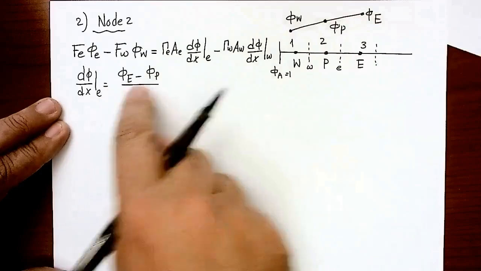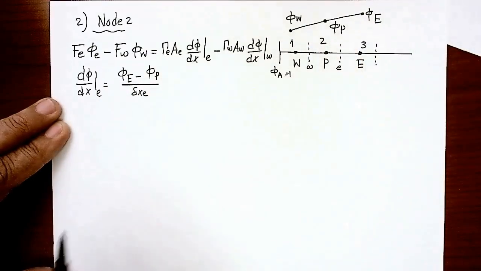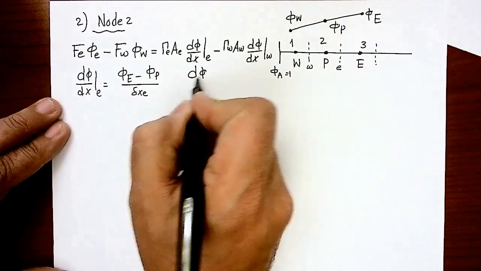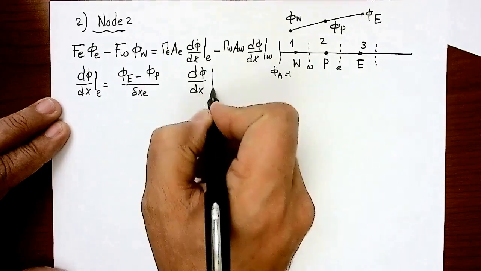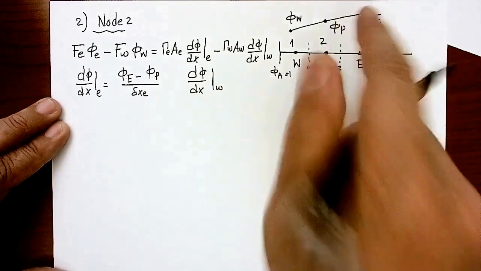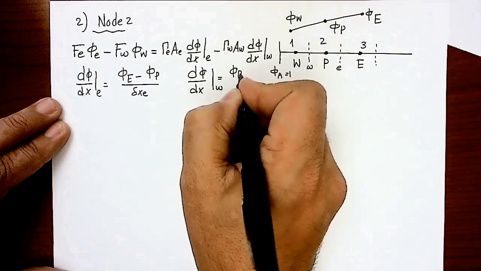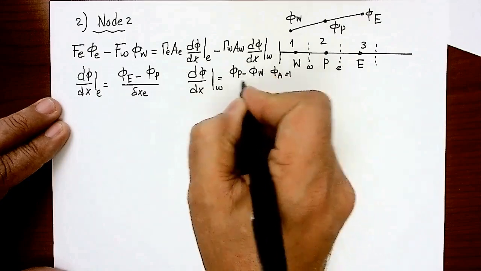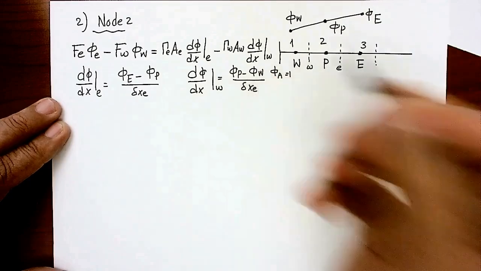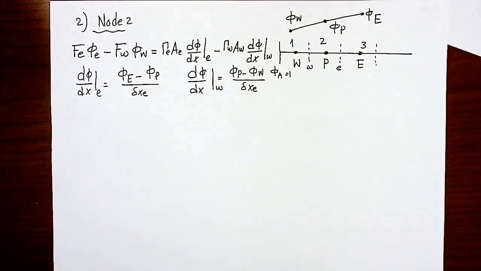So I can get the slope by phi east minus phi P divided by delta x east, and d phi by dx on the west face of that point P will be phi P minus phi west divided by delta x west. No surprises here. Diffusion is always straightforward. There are no tricks. It's only one discretization scheme that we use, which is the central differencing scheme.